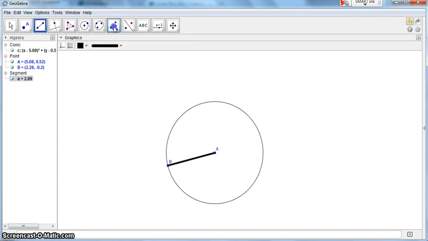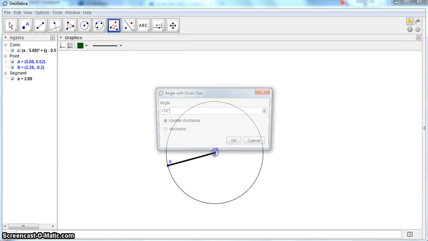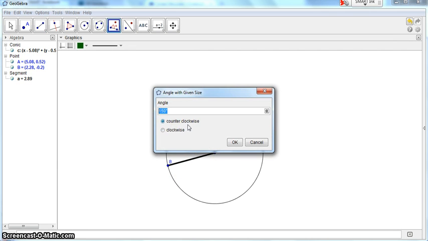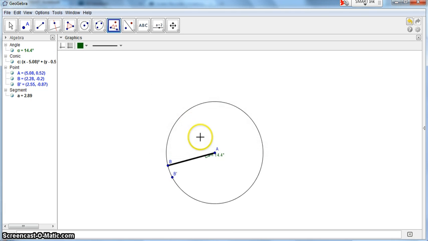Use the angle with given size tool. My second point that I have to click on is my center, because that's where we're going to make our angle. So if we go 14.4 degrees, there's our little slice. And so that piece is all that we have to make, and there's our answer. Okay, so we made this isosceles triangle, and that angle inside there had to be 14.4 degrees.